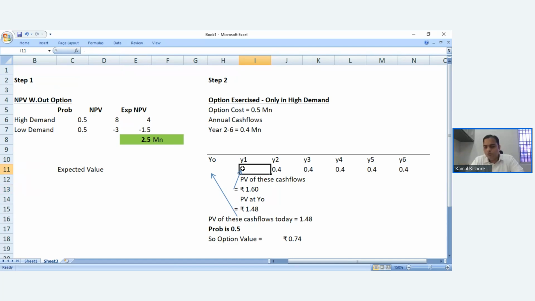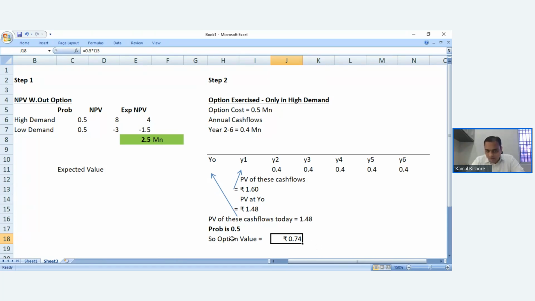But we are trying to do the analysis today, which is year 0. So I'm discounting this 1.6 by 8%. So I am arriving at a present value of these cash flows today of 1.48. Now, the option is exercised only if demand is high. So this is the cash flow if I'm exercising the option. But what is the probability of exercising the option? 0.5. So I'm applying that 0.5 to 1.48, which is 0.74.